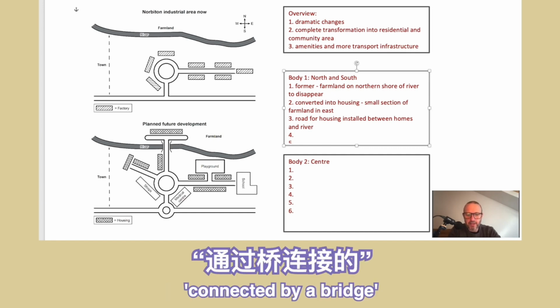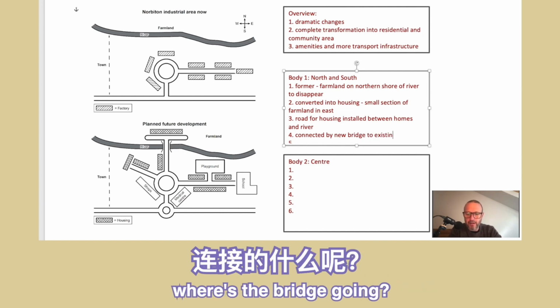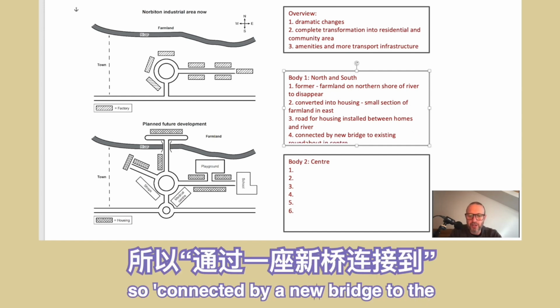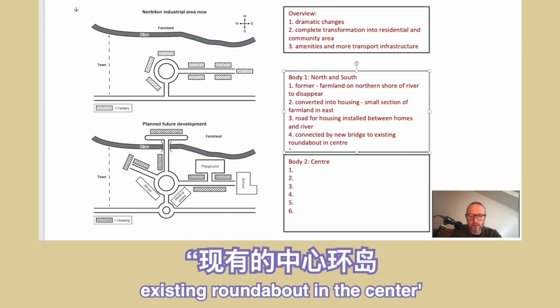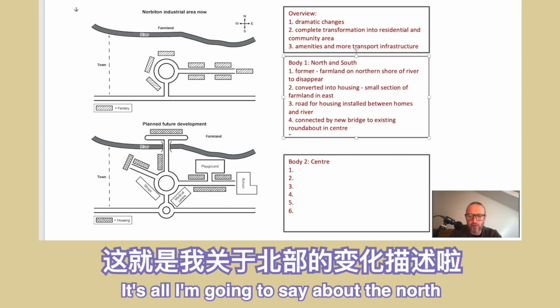And I'm going to say connected, okay, connected by a bridge. So connected by new bridge to existing, where's the bridge going? Roundabout in the center, okay? So connected by a new bridge to the existing roundabout in the center. So that's all I'm really going to say there about the north.